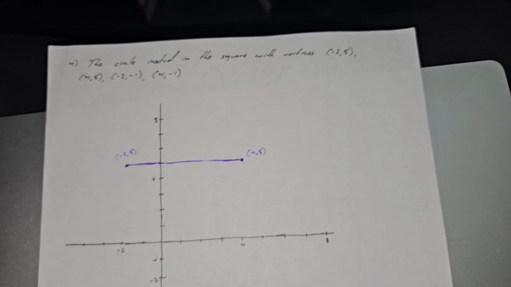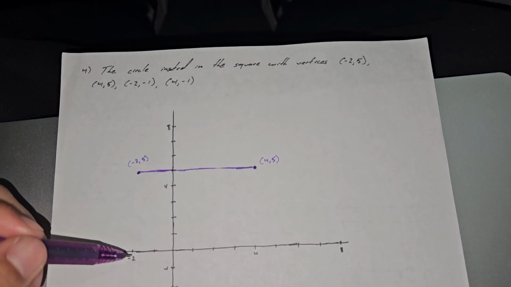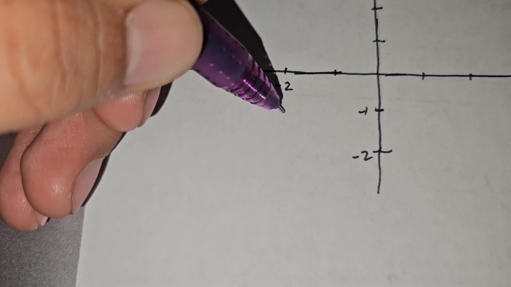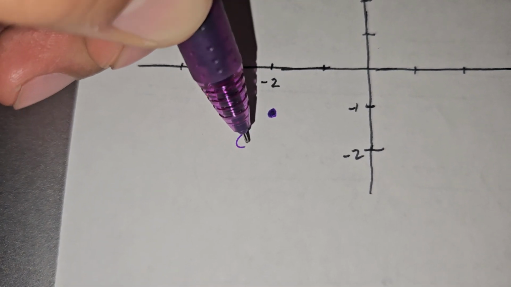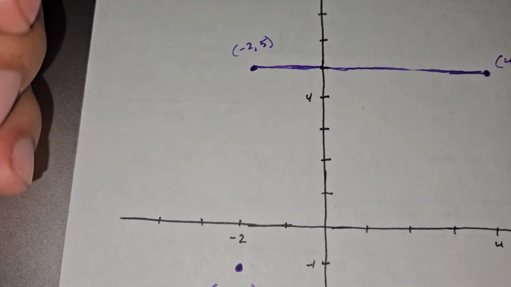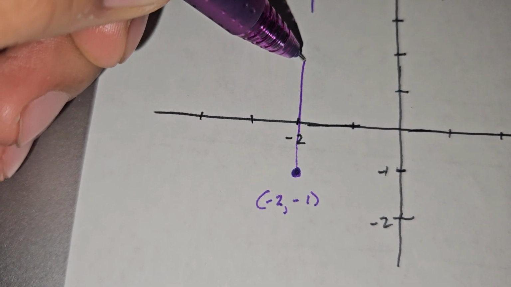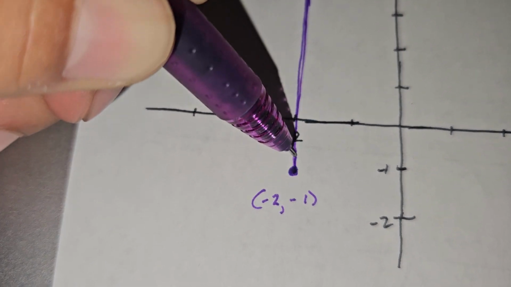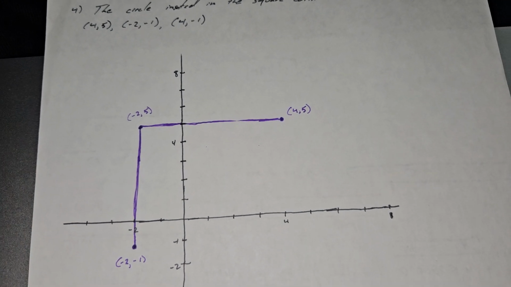So we have -2 and -1. We found our negative 2 right here. Let's find our negative 1, which is right here, right? Let's plot this one. Negative 2, negative 1. Again, let's connect this one and that one to make a square. Remember, we're making a square. And that is just ugly. Not as pretty as I want it to be, but alright.